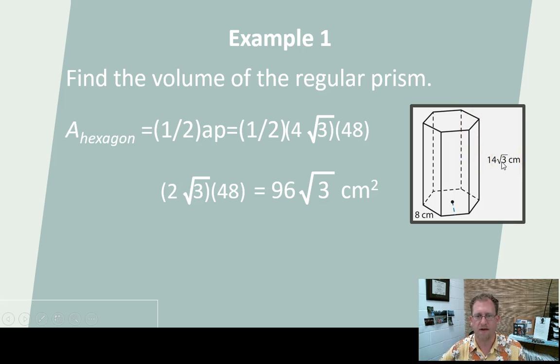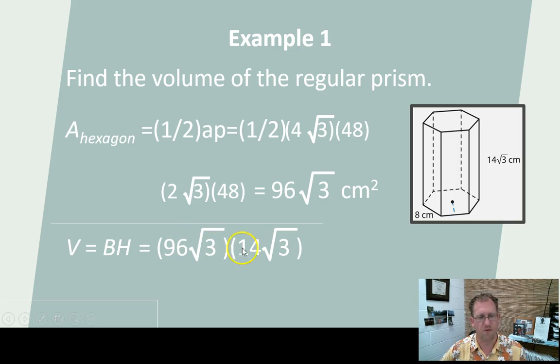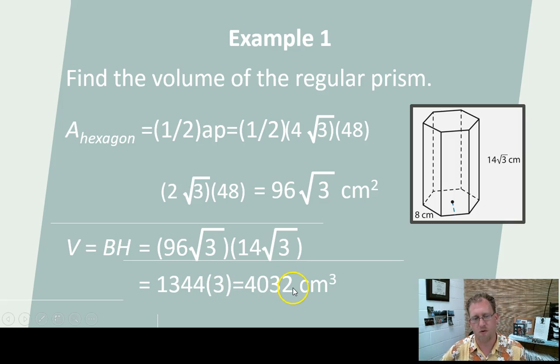Well, here's a cool thing. This is radical 3, and this is radical 3. What happens when two radical 3's get multiplied together? Square root of 3 times the square root of 3, you get 3. That was pretty simple. So all we've got to really do is 96 radical 3 times 14 radical 3. 96 times 14 is 1,344 times 3, because radical 3 times radical 3 is just 3. So the answer is 4,032 cubic centimeters.